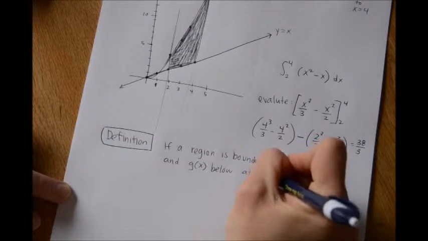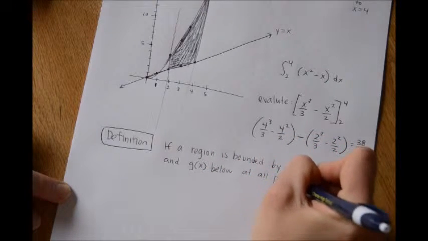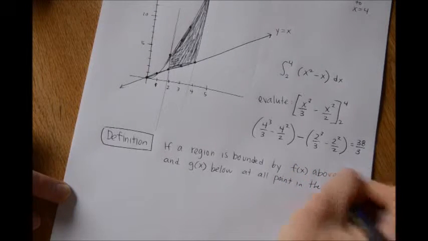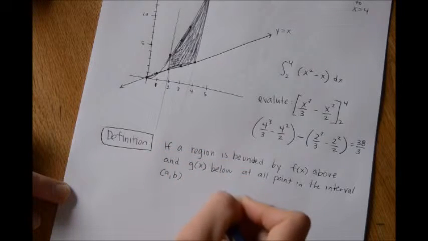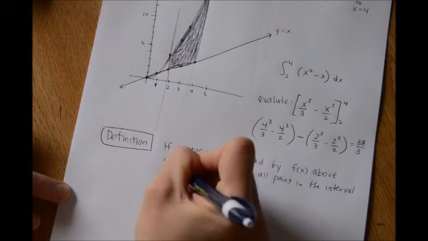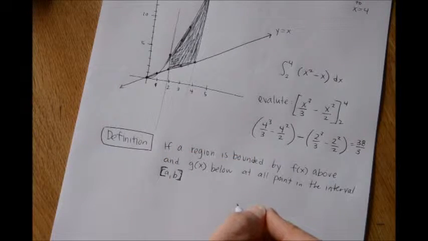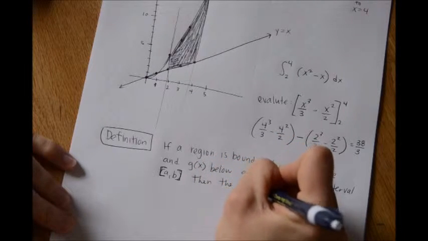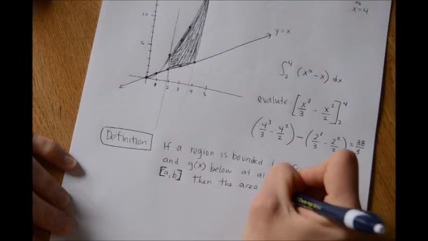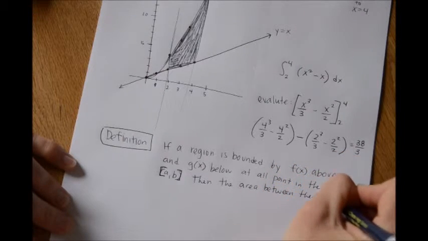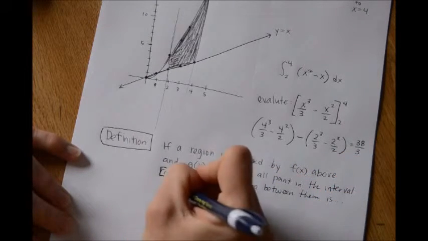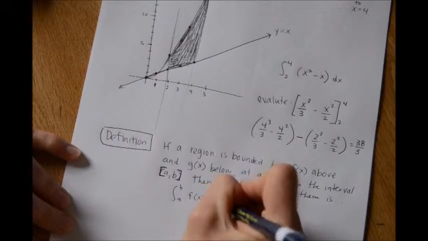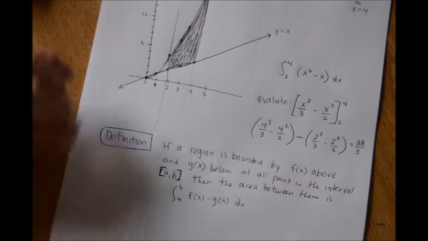So at all points in the interval from A to B, and sorry, it includes A and B, then the area between them is the integral from A to B of f of x minus g of x dx.